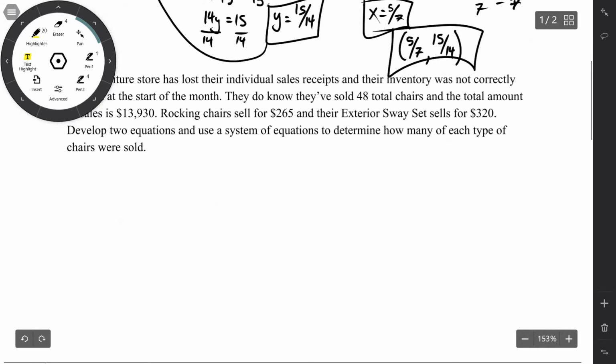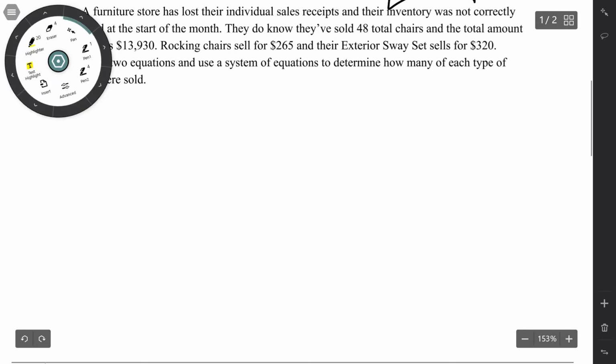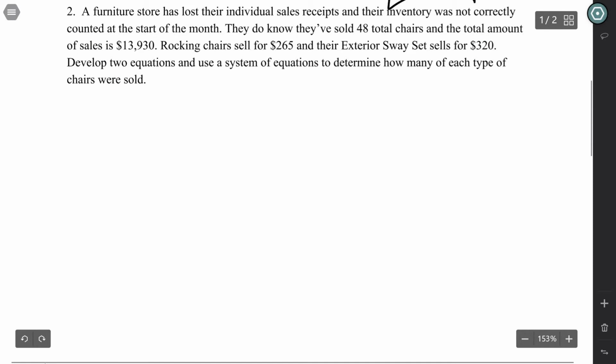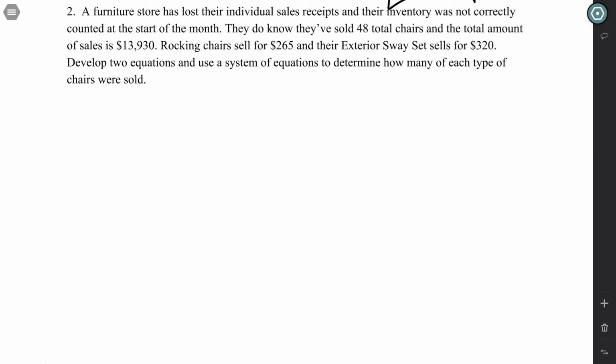All right, here's another question here. Word problem, though. So let's see. A furniture store has lost their individual sales receipts, and their inventory was not correctly counted at the start of the month. They do know they've sold 48 total chairs, and the total amount of sales is 13,930. Rocking chairs sell for 265, and the exterior sway set sells for 320. Develop two equations and use a system of equations to determine how many of each type of chairs were sold.